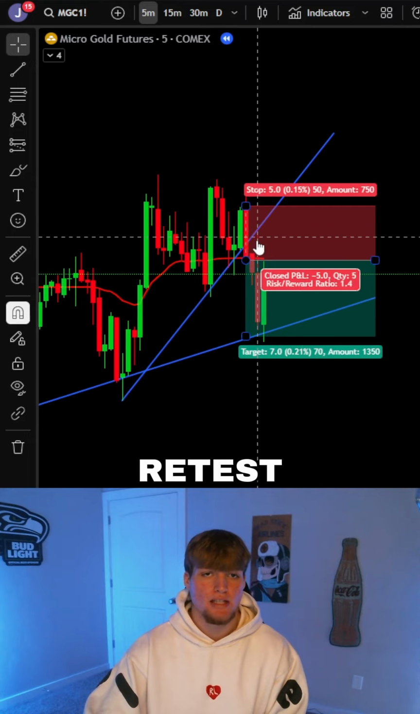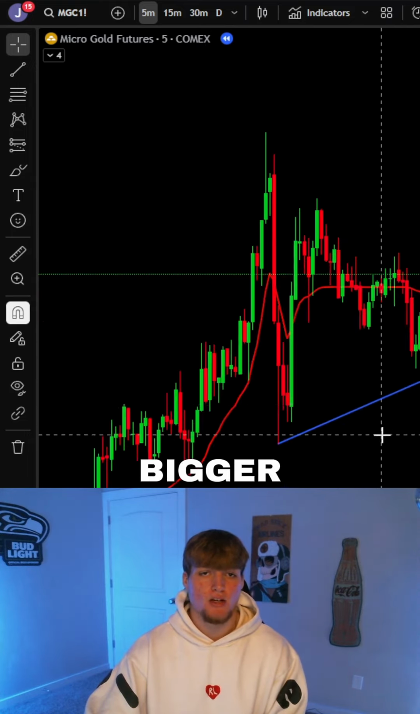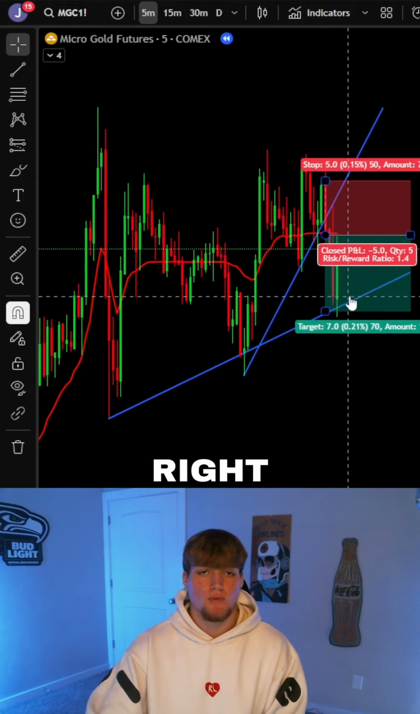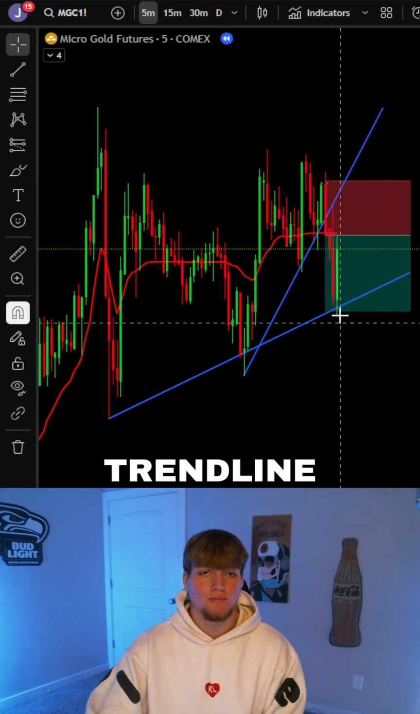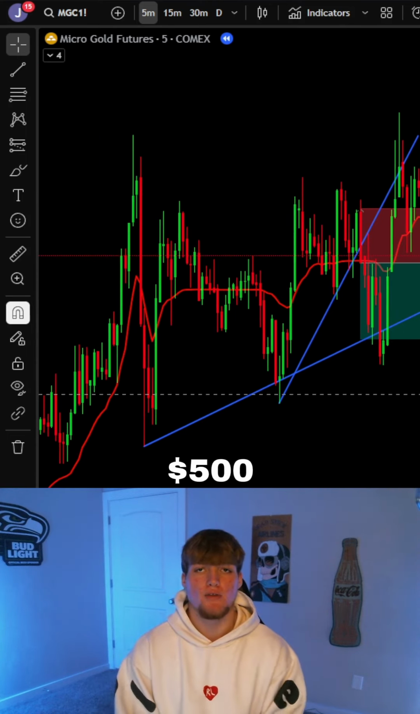That trend line even got a retest candle, retest wick right there. And then we're using this bigger trend line as a price target. And that's exactly how I played out this setup, trimmed right on that final price target at this trend line. That's how I use trend lines for price targets and how I managed to catch over $500 on this gold setup this morning.